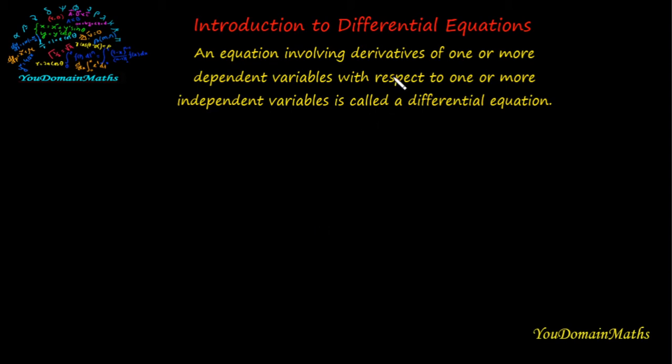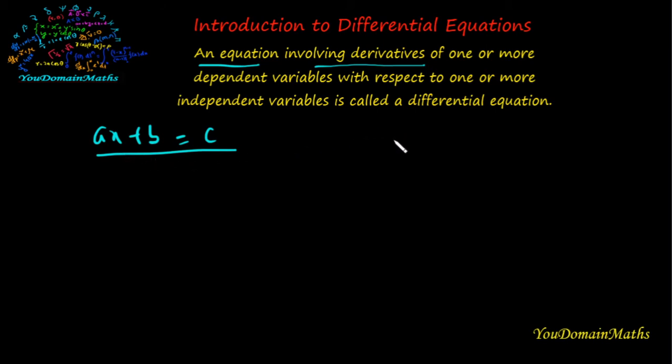An equation involving derivatives of one or more dependent variables with respect to one or more independent variables is called a differential equation. What is an equation? A mathematical expression and another mathematical expression where an equal sign is present is called an equation. If it involves derivatives, it is a differential equation. If the equation does not contain derivatives, it is an algebraic equation.